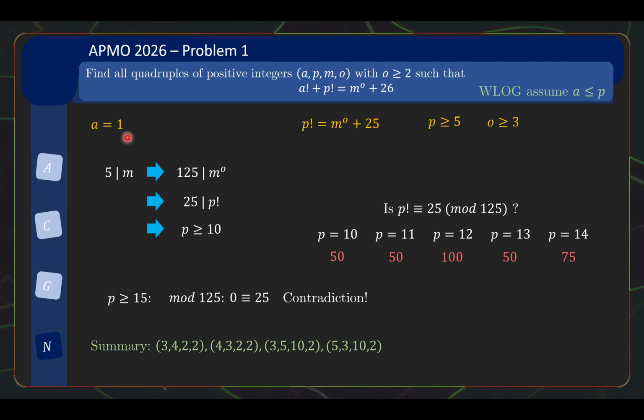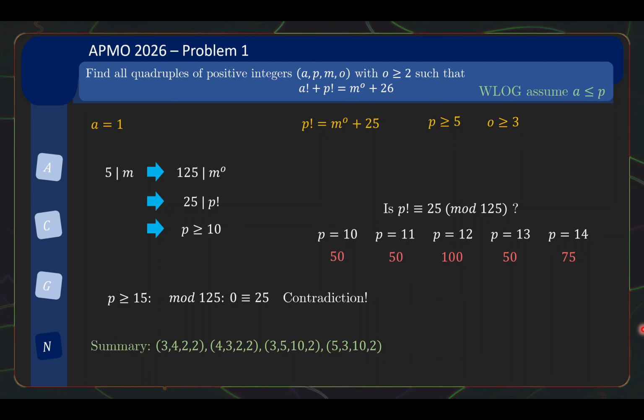So this finishes A equals 1, and in summary, these are our solutions. They are all with the A equals 3 case, but remember, I assumed A less than or equal to P, but then you need to flip and get the complete set of solutions. So these are the 4 solutions that we have. So that's it for APMO problem 1.